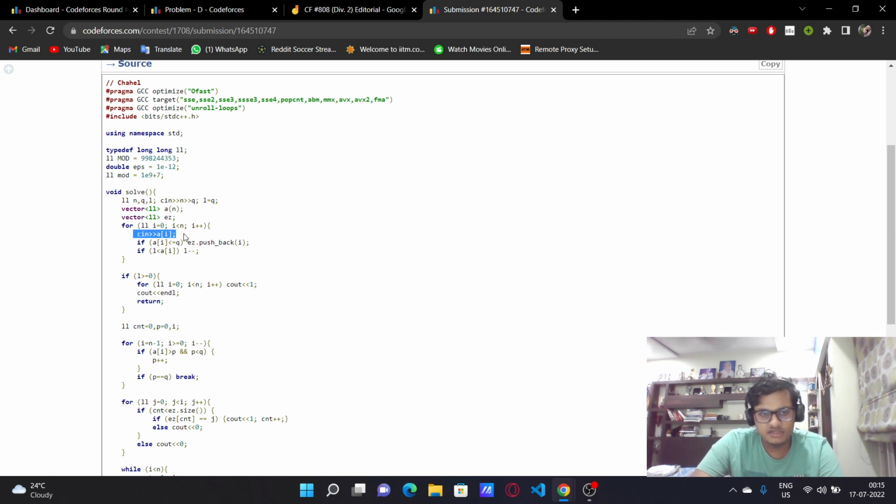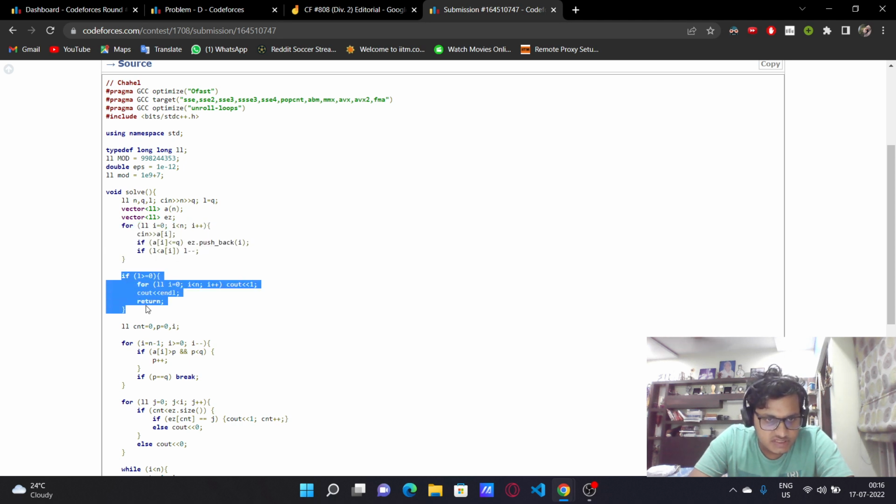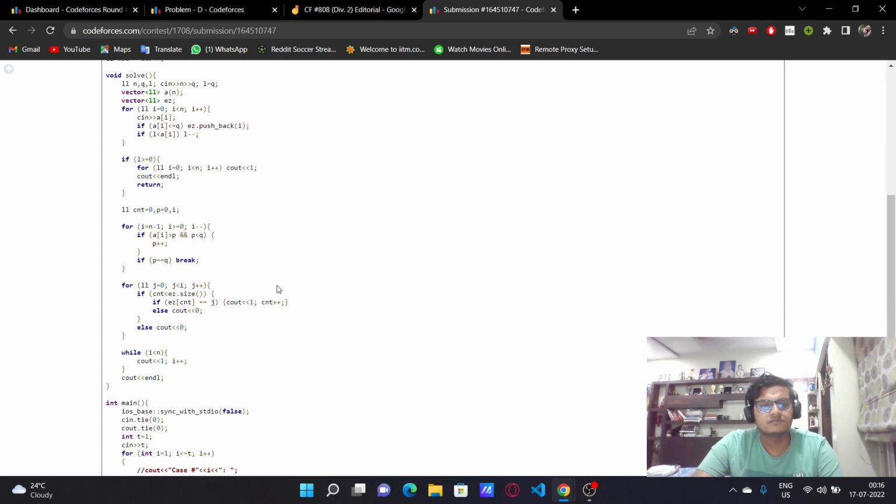So now we are taking the input Ai, and if it is less than or equal to Q, that is, it doesn't affect our IQ, so we are pushing it into the vector, and at the same time we are updating L as we go. Once we have done this, we check if L is greater than or equal to 0. If it's greater than or equal to 0, that's perfect for us. We can just output 1 and we'll be done with it. If not, we'll move on.